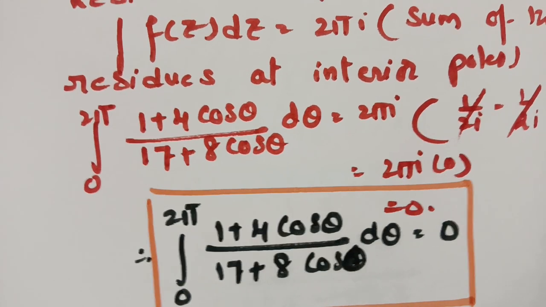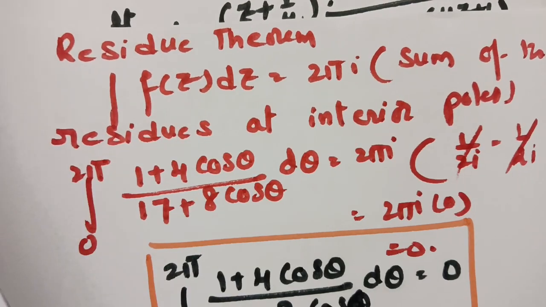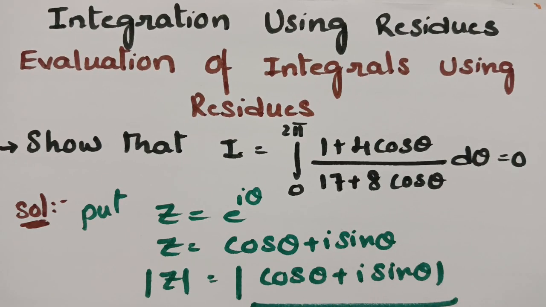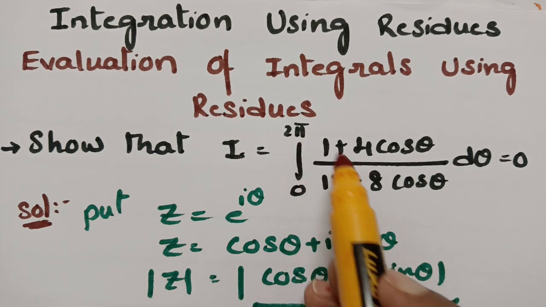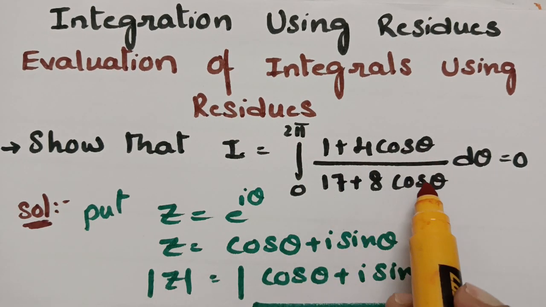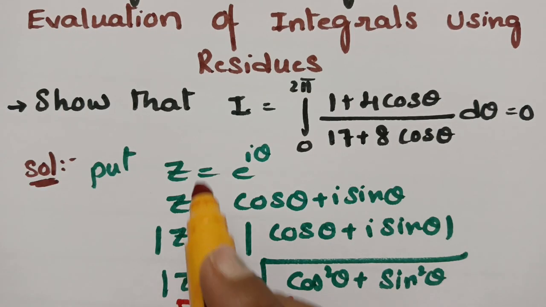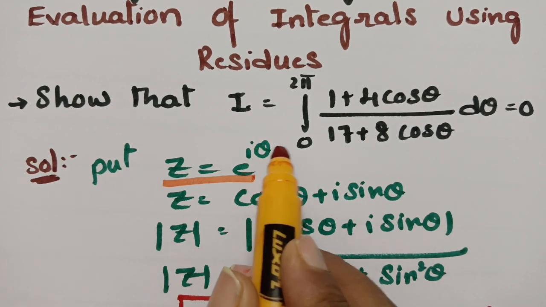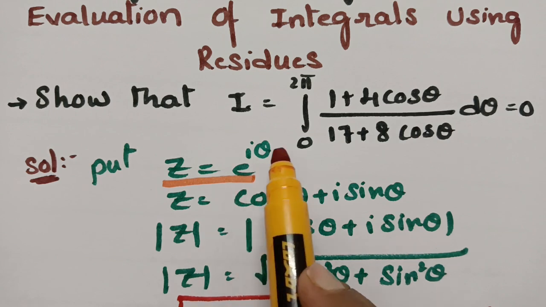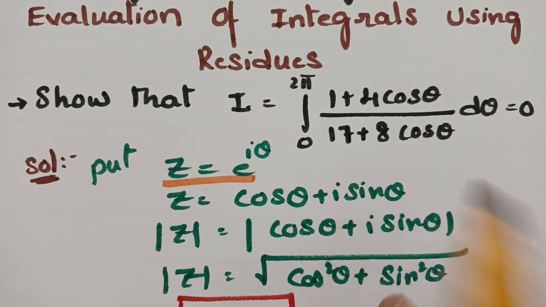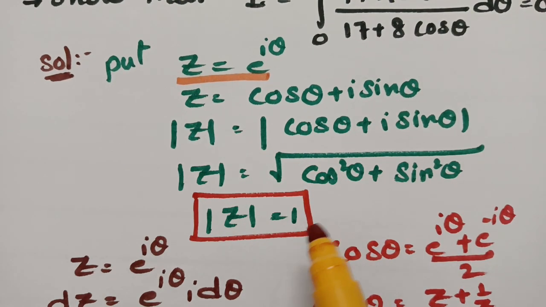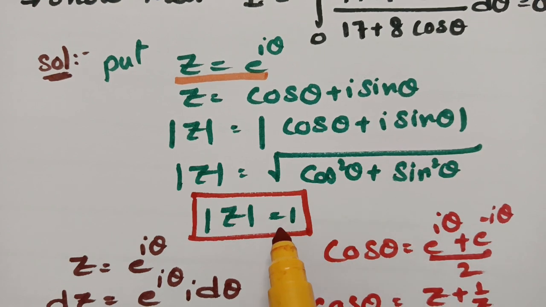So let me explain you once again. The first step here I have taken is I is equal to integral 0 to 2 pi (1 plus 4 cos theta) by (17 plus 8 cos theta) d theta is equal to 0. The first thing we have to take is z is equal to e power i theta. So this is nothing but cos theta plus i sin theta. After applying modulus on both sides, we got the region, a circle with center 0 and radius 1.